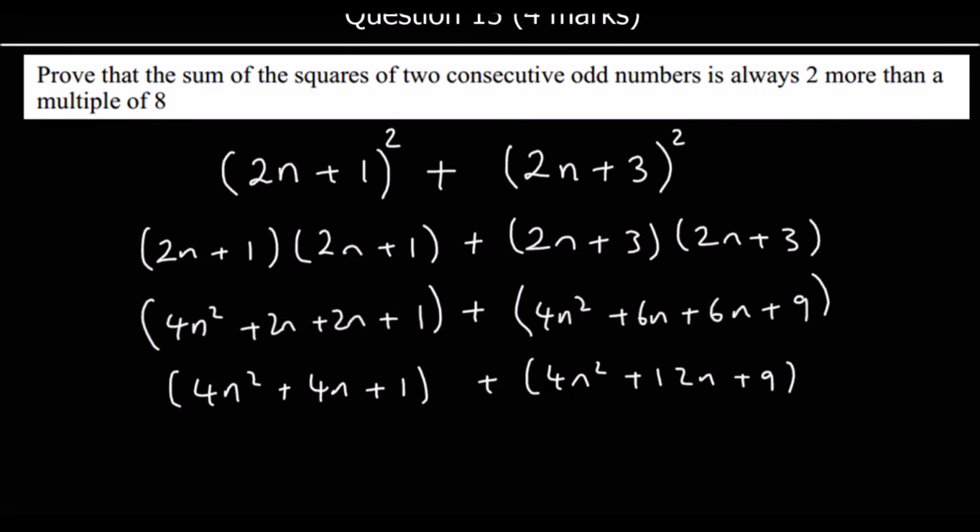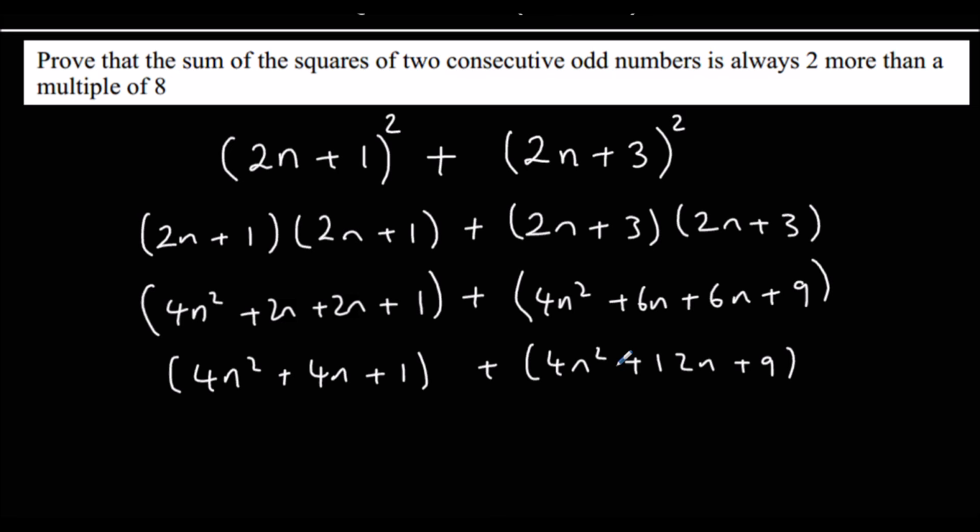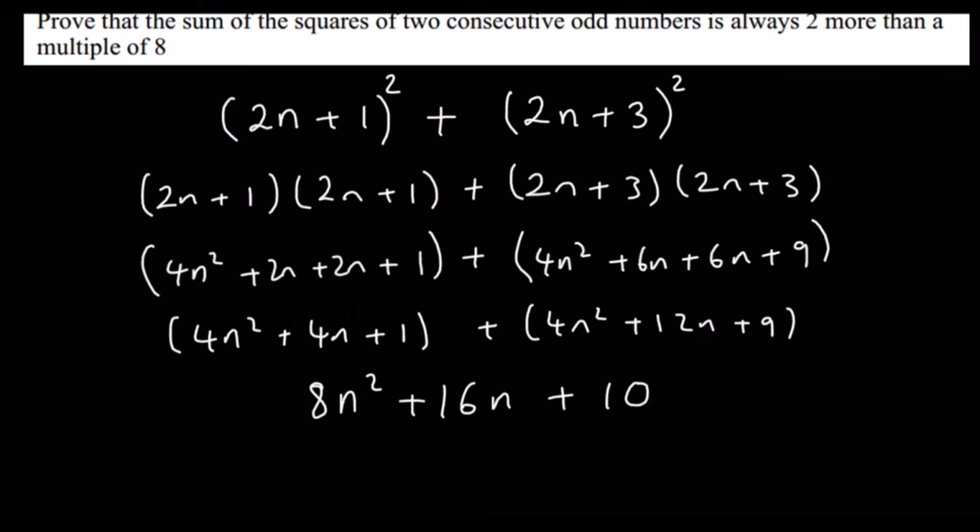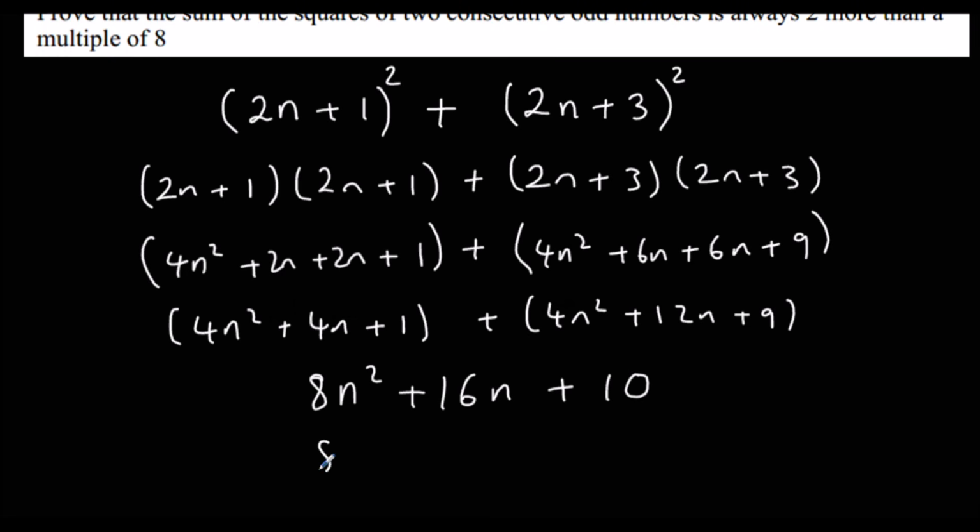And we can just add these together. 4n squared and 4n squared makes 8n squared. 4n and 12n, that's 16n. And 1 and 9 is 10. So I've got to prove it's 2 more than a multiple of 8. And I can change 10 into 8 plus 2.